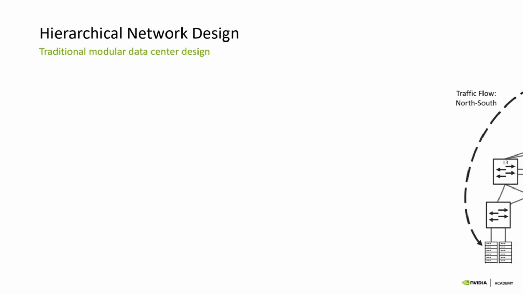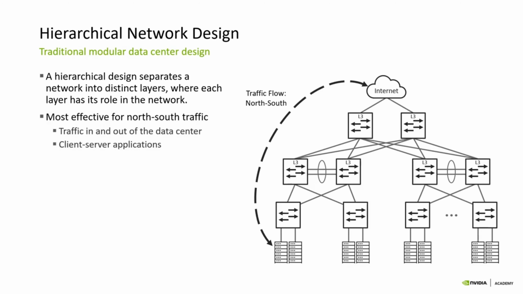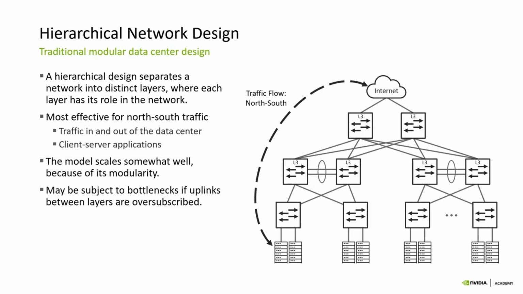The hierarchical design separates a network into distinct layers, where each layer has its role in the network. This hierarchical network design is most effective for north-south traffic patterns, where a majority of the data goes in and out of the data center, such as client-server applications. The model scales somewhat well because of its modularity, but may be subject to bottlenecks if uplinks between layers are oversubscribed.